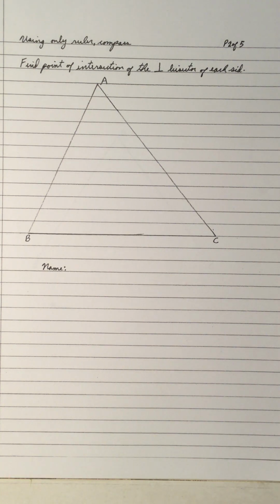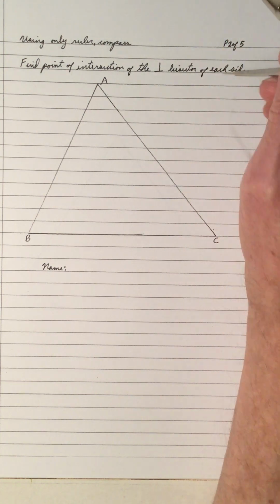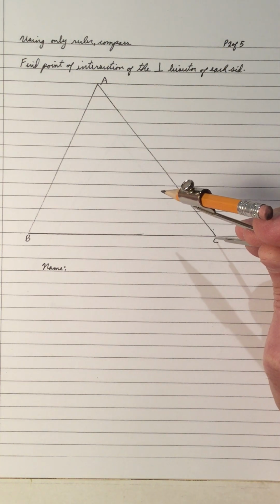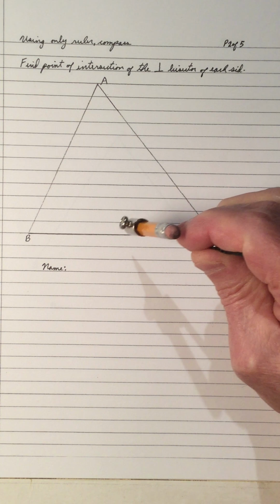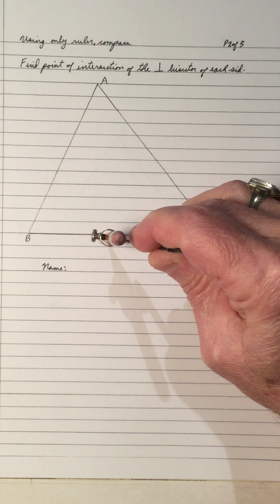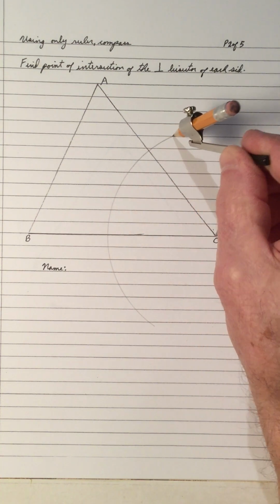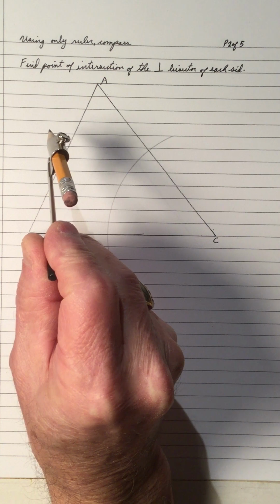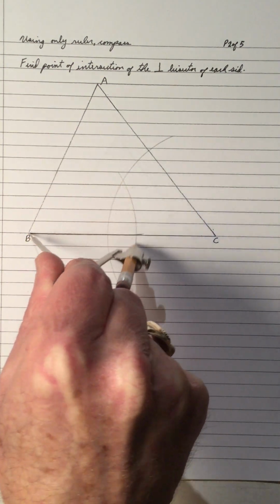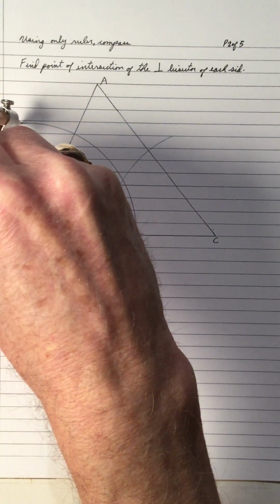So let's start with the first one. Find the point of intersection of the perpendicular bisectors of each side. Let's take vertex C, and take a radius more than half the length of BC. So let's take this one right here and draw an arc. We place it at B and draw an arc. They'll intersect.